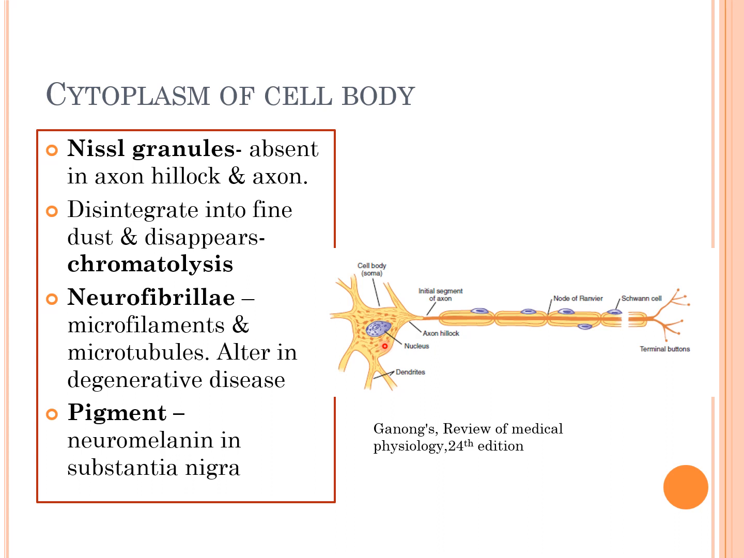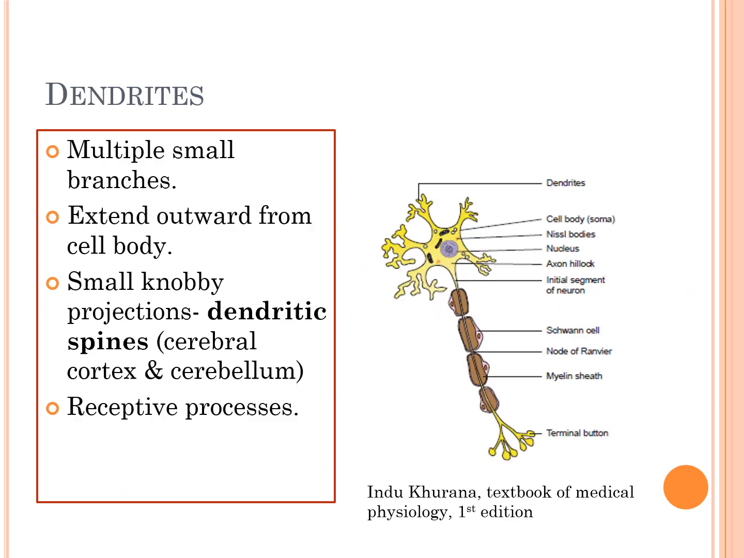And I told you about neurofibrillae, which are microfilaments and microtubules, which are altered in neurodegenerative disorders, and the pigment can be present in the cell body, and neuromelanin, which is present in the substantia nigra, is the example for this pigment.